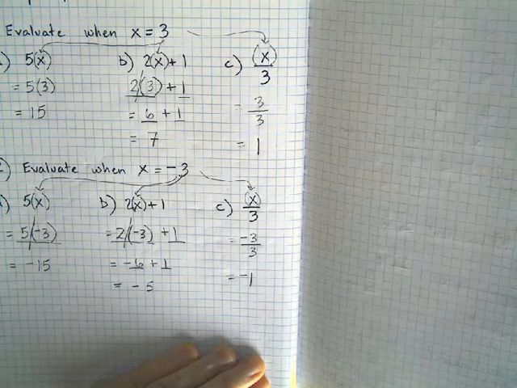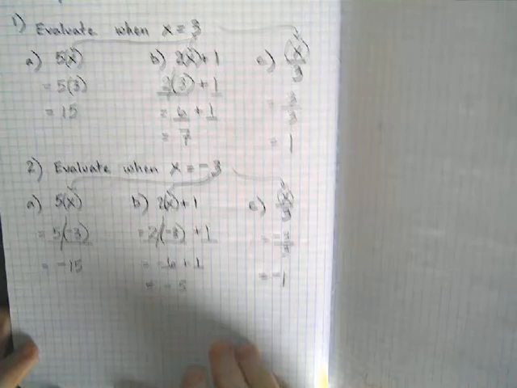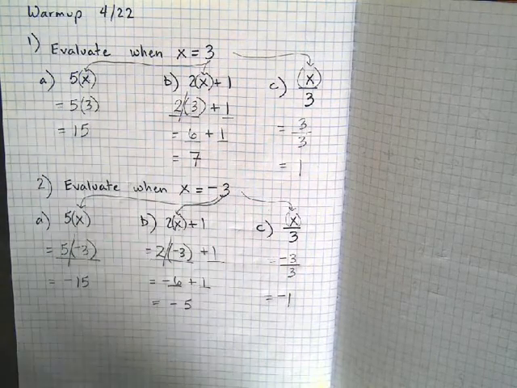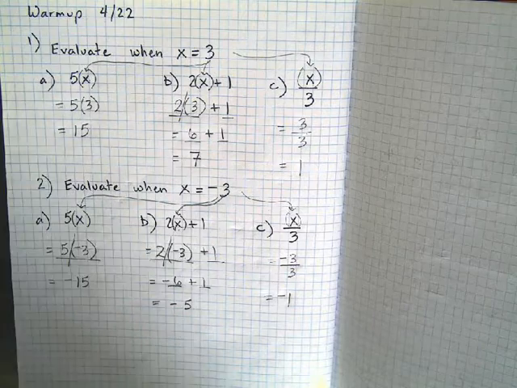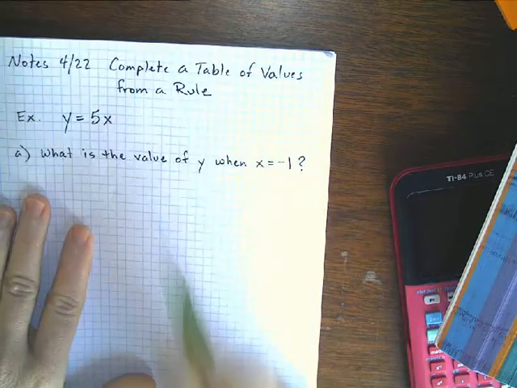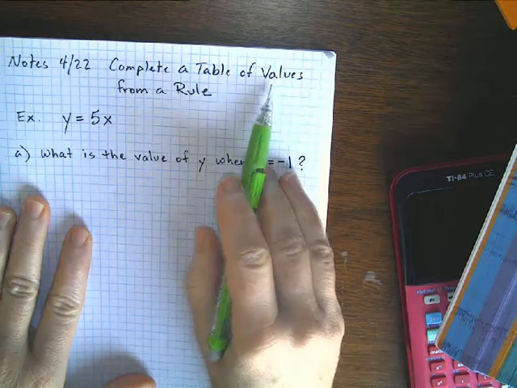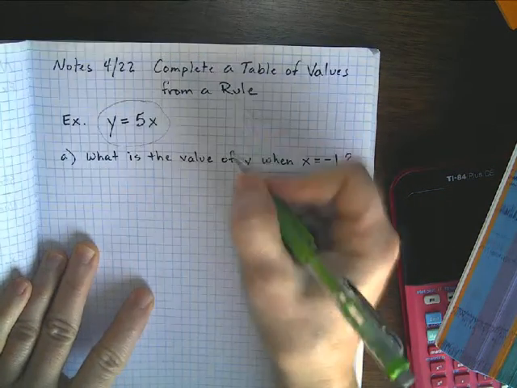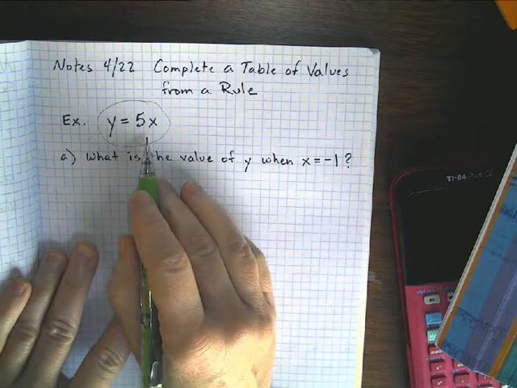Now we're going to use the same idea to help us make a table of values. So we've been graphing tables of values. Now today we are going to create tables of values. So today we're going to complete a table of values from a rule. This is called a rule. See how it kind of looks like what we were just doing?